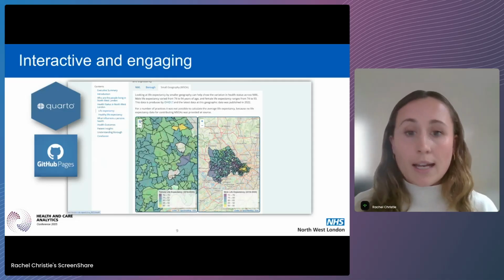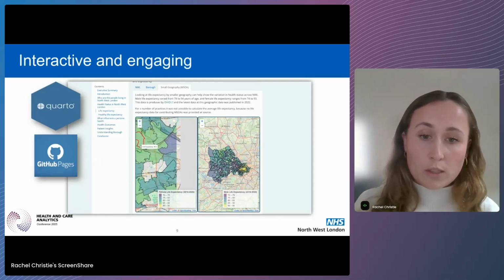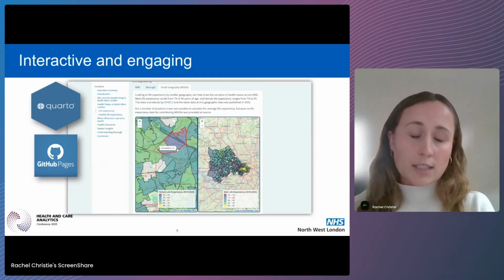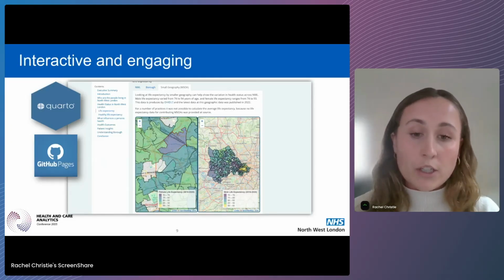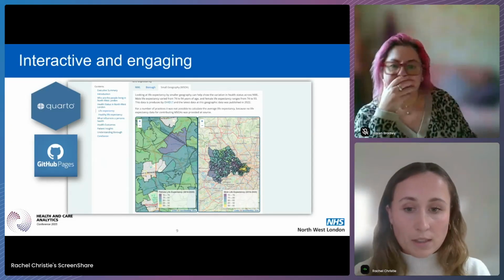You can link to a specific part of the report if you want to spread that on. And this just gives the report a much wider reach and it's much easier to share.